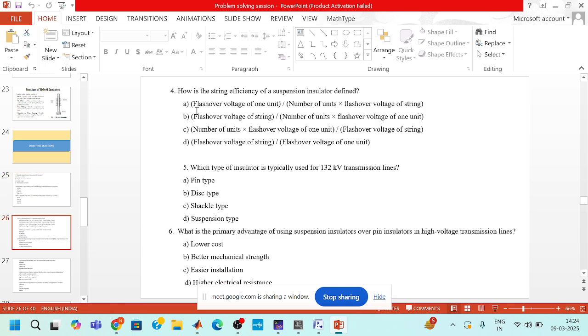How is the string efficiency of a suspension insulator defined? Options are given here. Option A is flashover voltage of 1 unit upon number of units into flashover voltage rating. B option is flashover voltage of string divided by number of units into flashover voltage of 1 unit. C option is number of units into flashover voltage of 1 unit divided by flashover voltage of string. Option D is flashover voltage of string divided by flashover voltage of 1 unit.